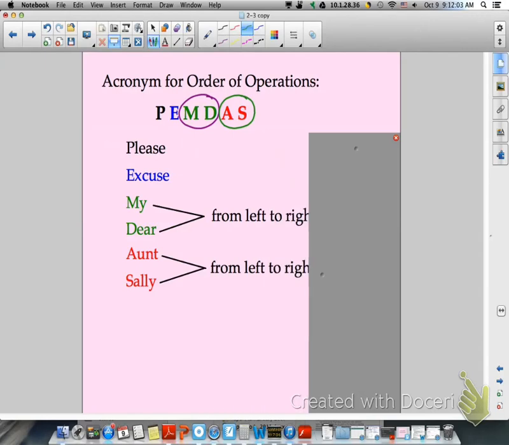Again from left to right. Now it's left to right. No, before it looked like left to right. So it's like, oh, it's left to right.